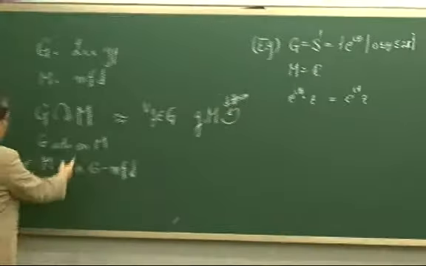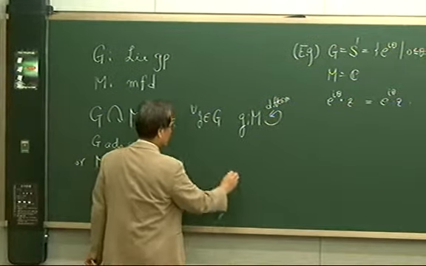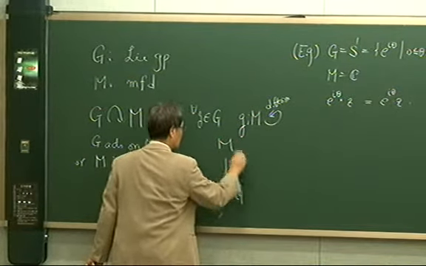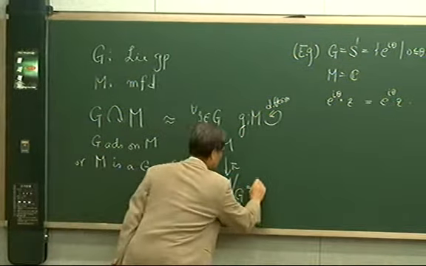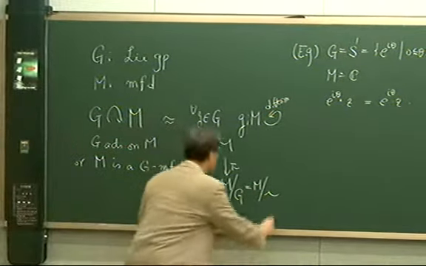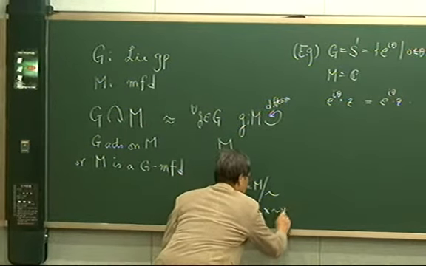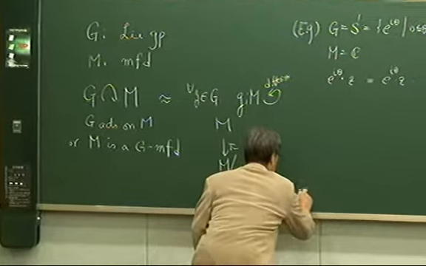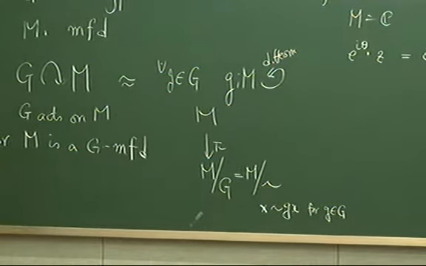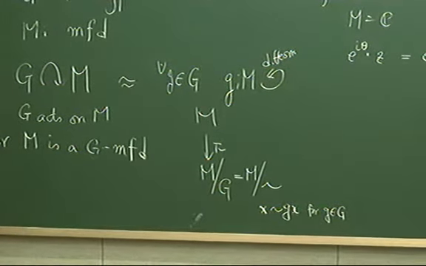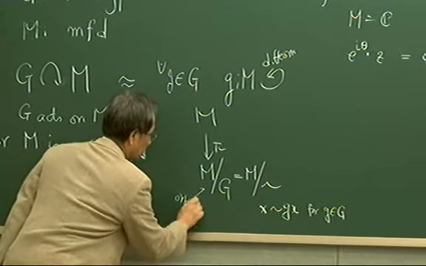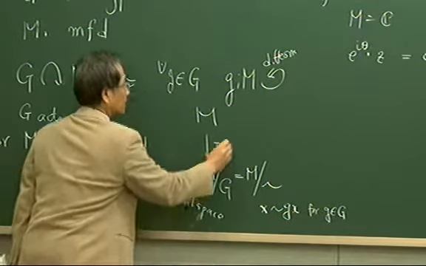When you have a G manifold, you can also think about its orbit space. You have a projection. This orbit space is nothing but an identification space with an equivalence relation where x is equivalent to gx. So if you have x, and it is translated by another element in the group, then they are equivalent. This is called the orbit space, and this map is called the orbit map.